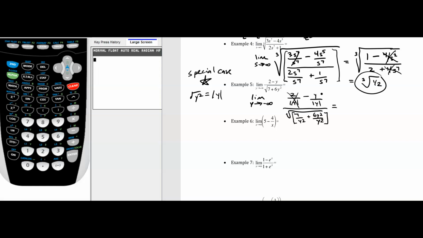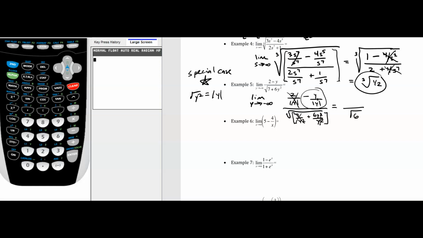We'll come back to this in a second. 7 over y squared is also going to become negligible. And then the y squareds cancel there, so you end up with a square root of 6 in the denominator, but now we have to address what's happening here.